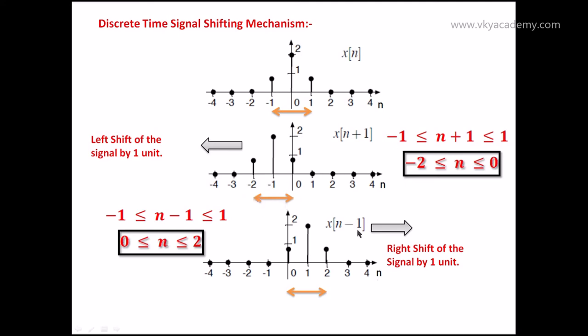Let us plot x of n minus 1. As per the definition, the signal will move right by 1 unit because the subtracted quantity is 1 unit. So the new range is from 0 to 2. Let us understand the concept in another way. My new time is n minus 1, and the original range was -1 to 1. n will be 0 to 2 for my modified signal. So you can see 0 to 2 is my new range.